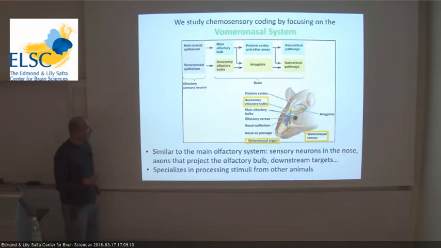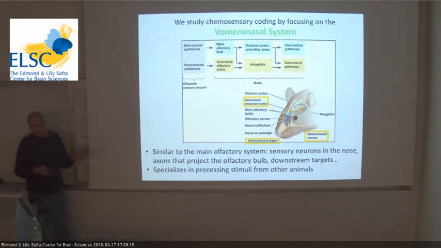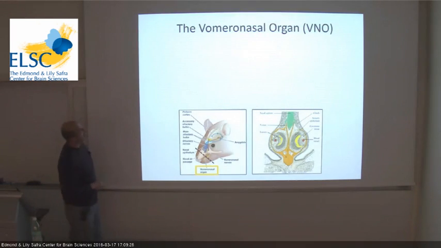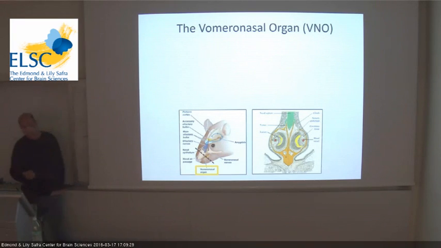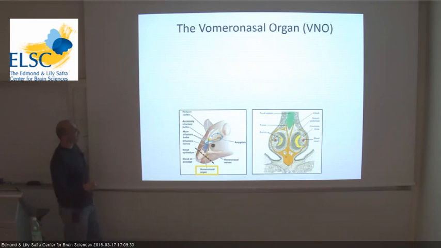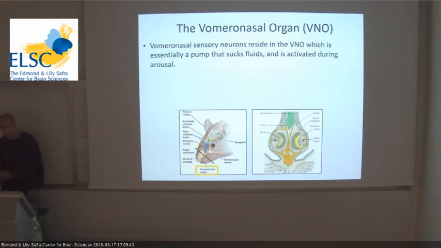There are many ways we think about the differences between the two systems. One general statement that we can make is that the vomeronasal system is specialized in processing stimuli from other animals. I'm not saying pheromonal communication, I'm saying from other animals, which is a more general definition. And as for your question, another important thing to know about the system is that the sensory neurons are located within a very unique organ called the VNO, the vomeronasal organ, which you see right here. There are two, one on each side.